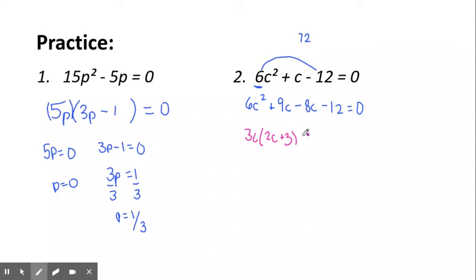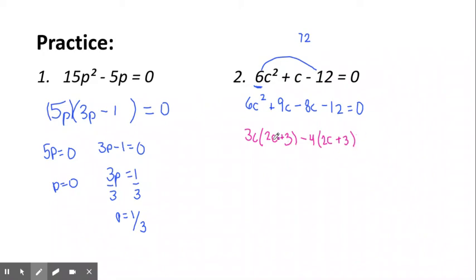We do it again here. Remember, if that first term is negative, which it is, our GCF is negative. The greatest common factor of 8 and 12 is 4. And then inside our parentheses, we would need to multiply a negative 4 by 2c to get that negative 8c and multiply it by a positive 3 because negative 4 times positive 3 gives me that negative 12.